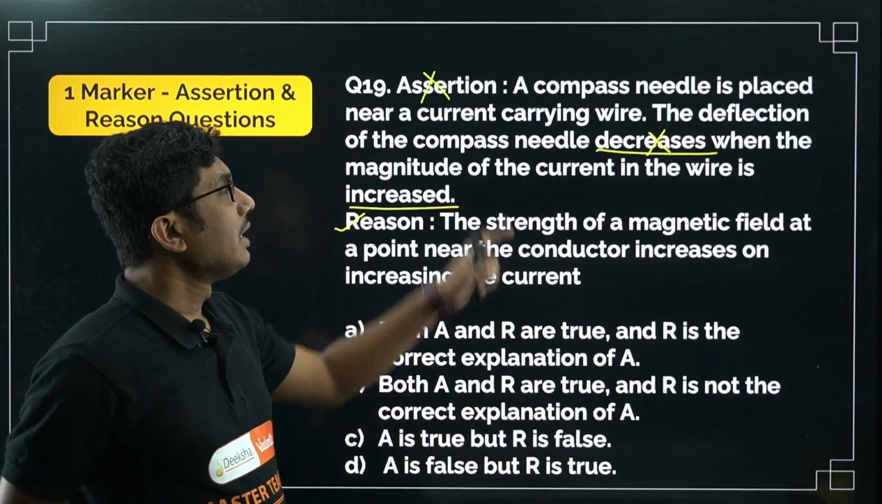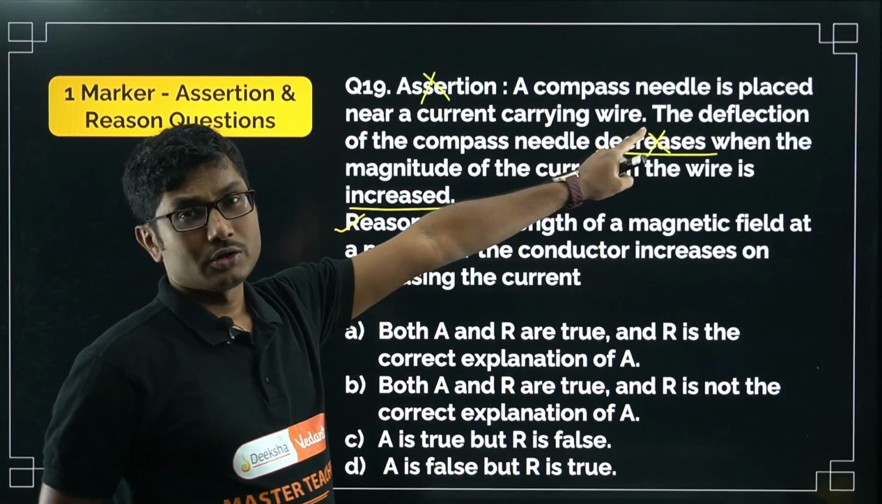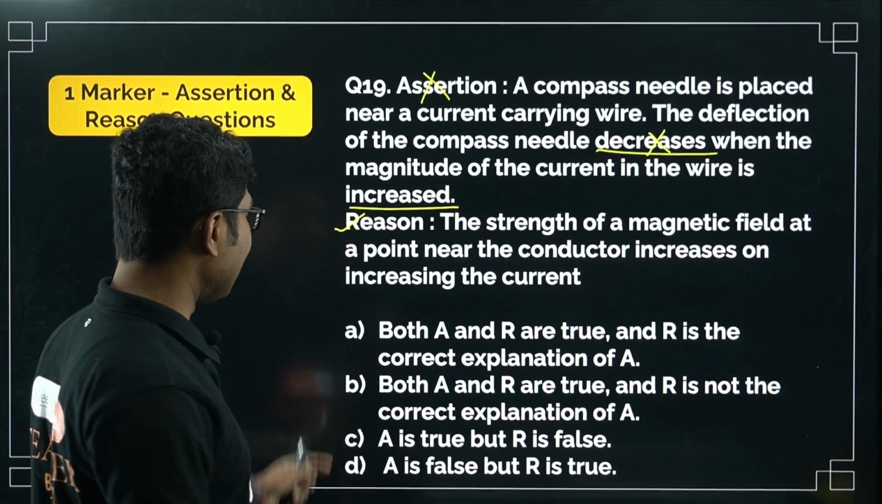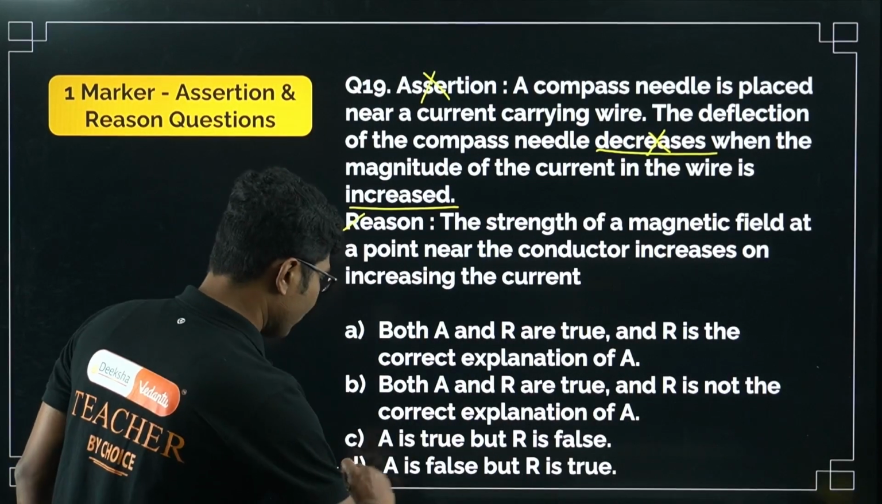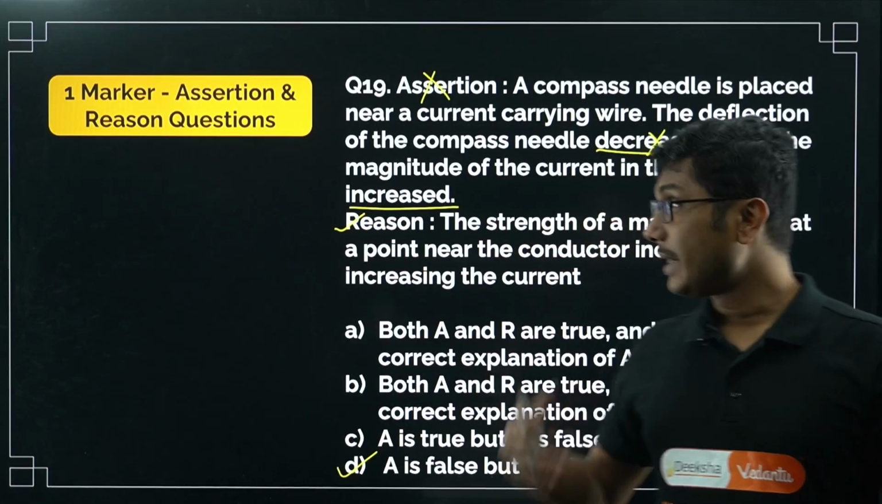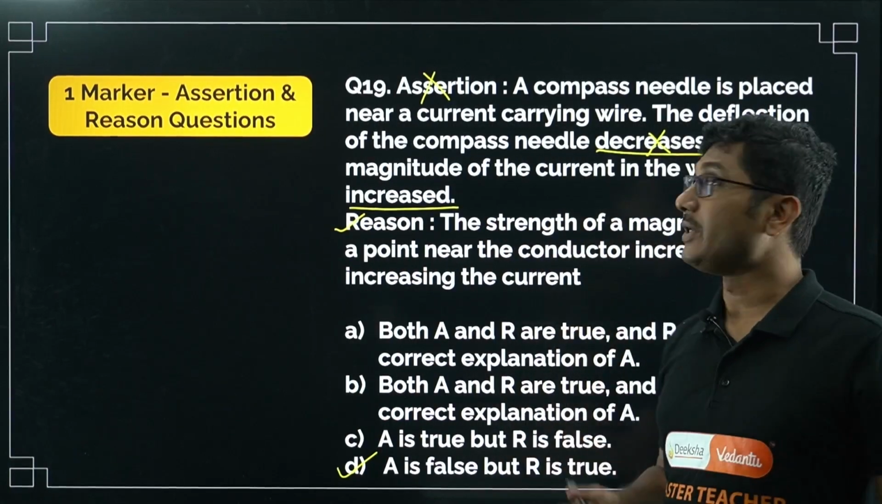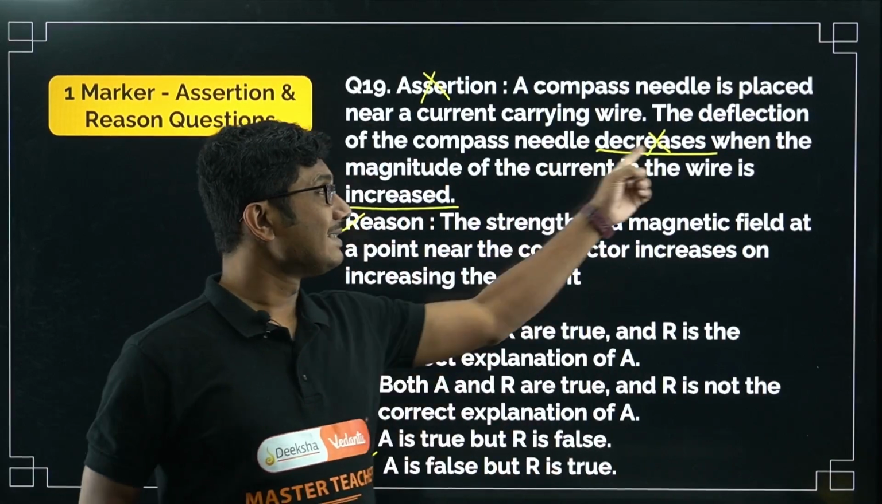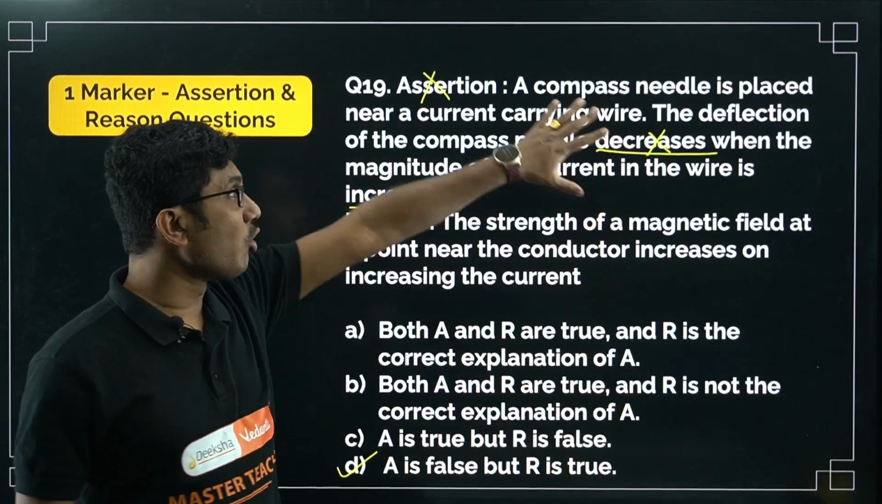Okay, but because it is wrong, only the reason is correct. A is false, R is true, so the option is option D. But be careful in the exam: if the same question was asked and instead of decreases they give you increases, then both will be correct.